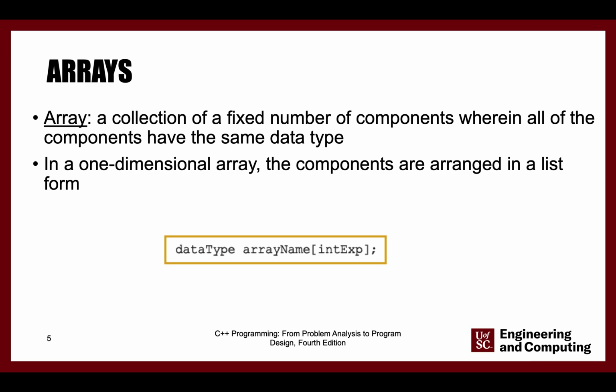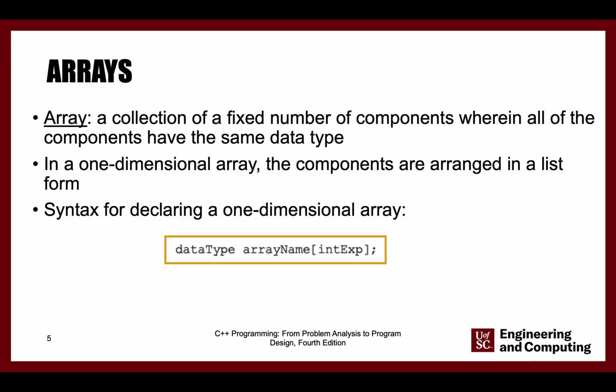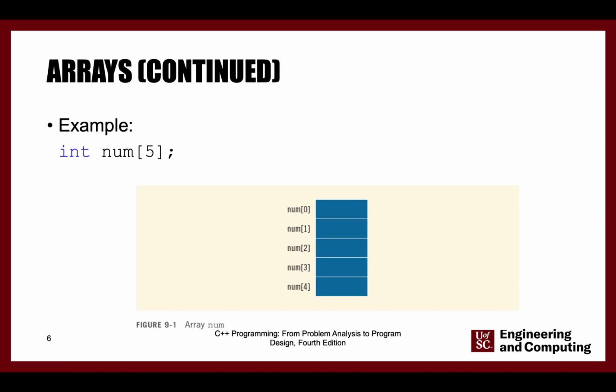In a one-dimensional array, all of these components are arranged in a list form. And this is the syntax for declaring a one-dimensional array. So I have the data type, which can be an int, double, string, object, whatever, the array name, and an integer size. Integer size has to be positive.